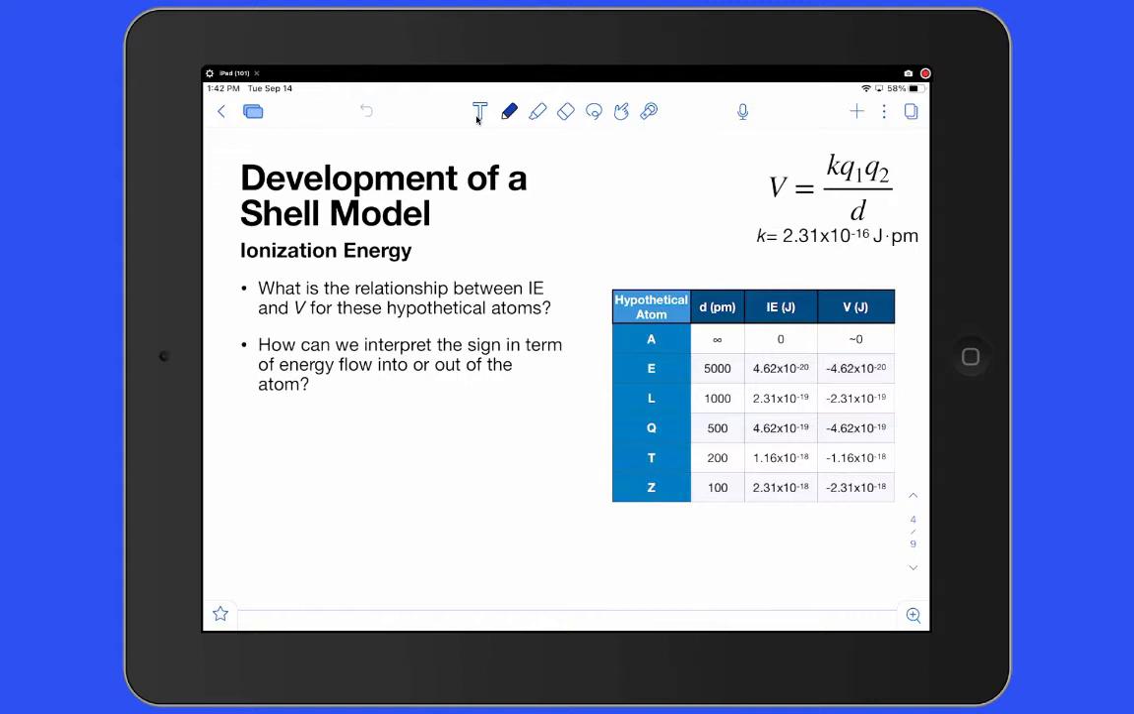So when you have atom L that has a potential of negative 4.62 times 10 to the negative 20th, yes, I understand it's a really, really tiny little decimal number, but when you go to compare that with atom Q, which is 500 picometers, we get the negative 4.62, but it's times 10 to the negative 19.